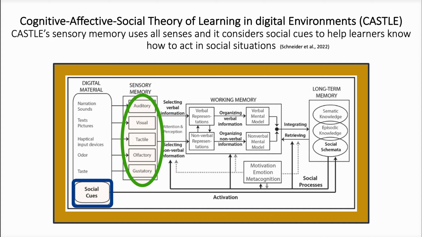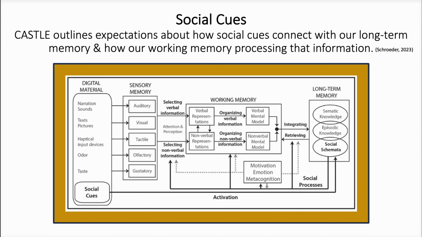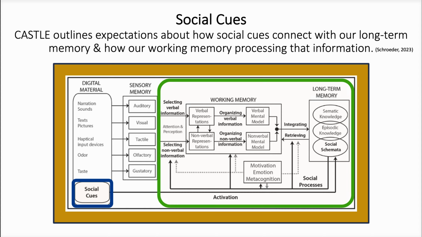Additionally, it says that social cues in digital materials trigger social schemata in learners, which makes it easier for us to understand how to behave in different social situations. CASTLE makes specific predictions about how social cues connect with things in our long-term memory and how that information is processed in the working memory. And by looking at these key components and how they work together, CASTLE allows us to understand and improve how people learn in digital settings.